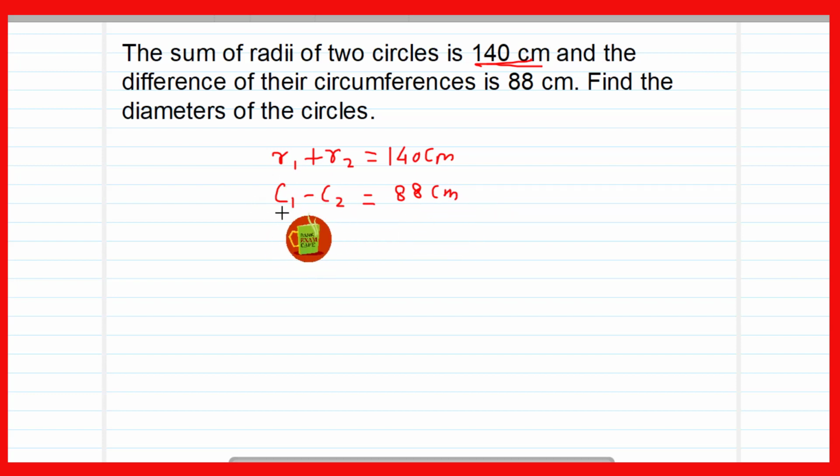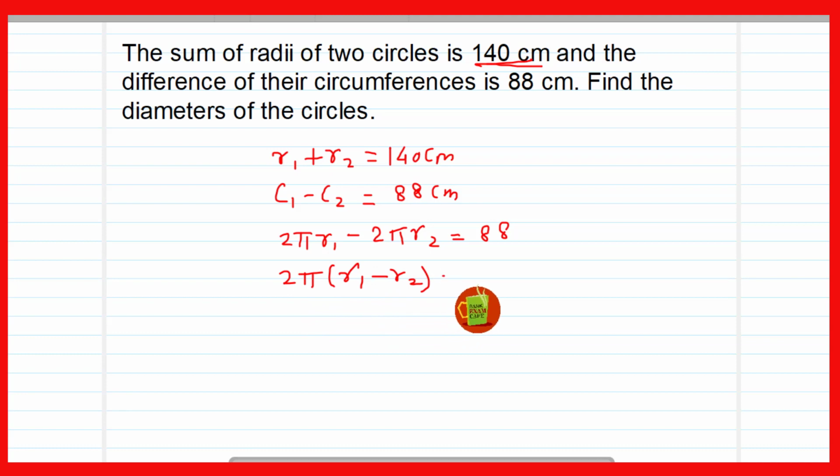So the difference of their circumferences, that is circumference of the first circle, will be what? Sorry, it is 2 pi R1 minus 2 pi R2, which is equal to 88. So take out 2 pi as a common factor. So 2 pi inside the bracket R1 minus R2, which is equal to 88, divide by 2.